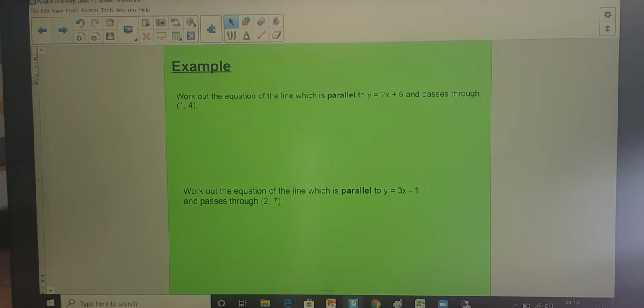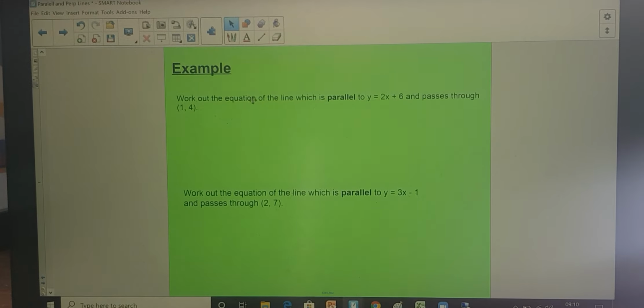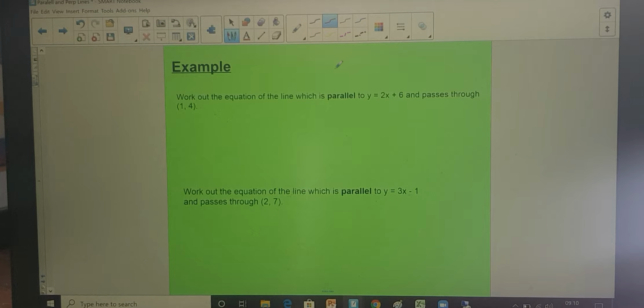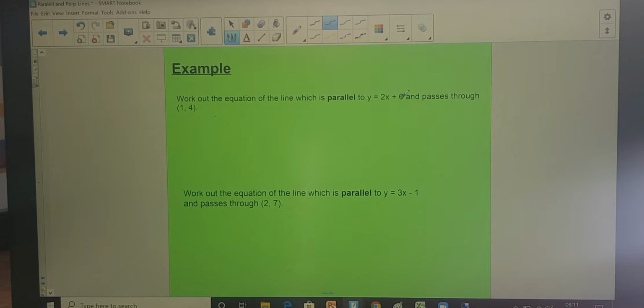Okay, hello everyone. I'm just going to go through some more complicated questions with parallel and perpendicular lines. So let's look at our first question. Work out the equation of the line which is parallel, and I know that parallel lines have the same gradient because they have the same steepness, is parallel to y equals 2x add c and passes through the coordinate (1, 4). So a line which is parallel to this.